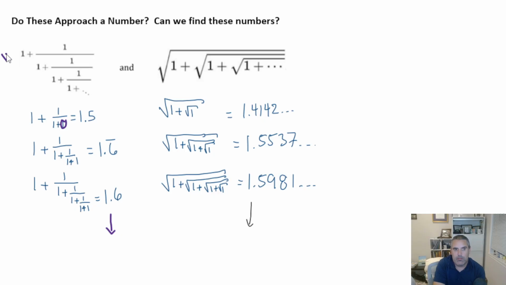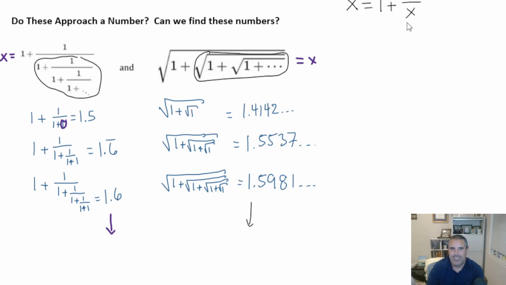So the idea is if you called this x, as an unknown, if this is true that it approaches something, then the number appears in itself. And that's also true here. And so if we can write that down, we could try to solve for it. So if there's a number that satisfies the first one, we're going to have x equals 1 plus 1 over x. And I'm going off the page.